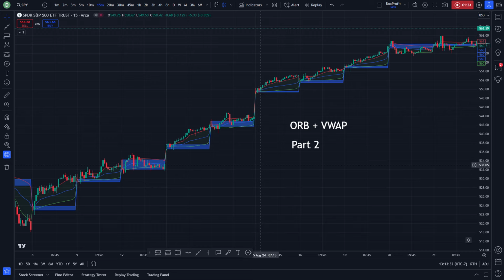In the open range breakout, if you don't know what that refers to, it is a time in the trading session of the day, within the first 15 or 30 minutes of the market opening, that helps us determine which direction the market is going to be leaning towards, and that allows us to decide whether we're going to set our trade based on a bullish strategy or a bearish strategy.